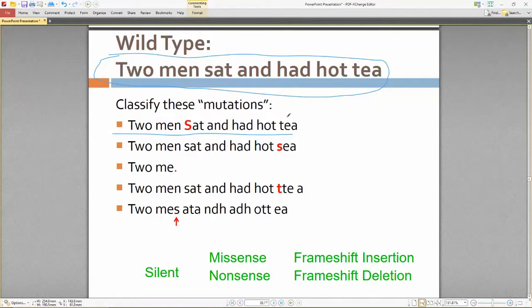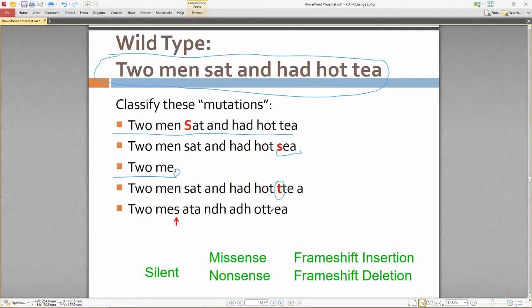Second one. Two men sat and had hot C. Has the information changed? Yes. So whereas you had T before, you have a C now. So if each three-letter word is one amino acid, your last amino acid has changed from T to C. So this would be considered a missense. Let's look at this. To me. Has the sentence changed? Yeah. The sentence has unexpectedly ended after me. So you have a nonsense mutation here.